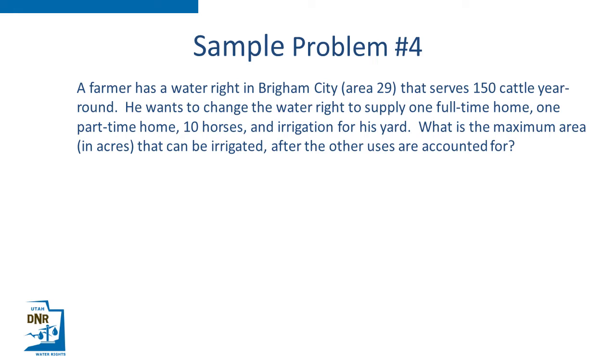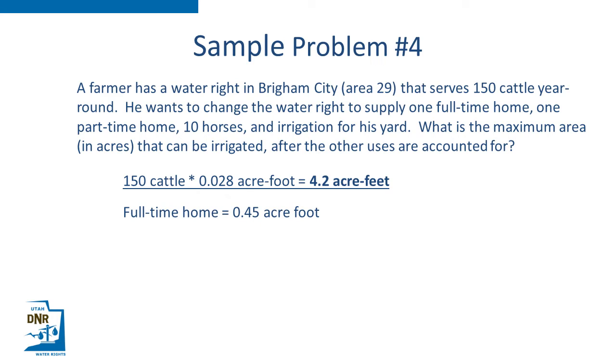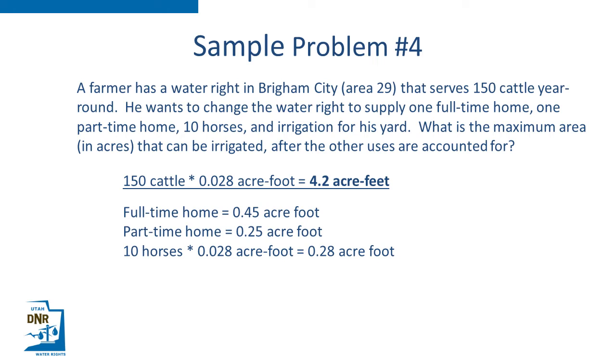So first, we need to determine how much water we are working with, how much the 150 cattle have used historically. So 150 cattle times 0.028 equals 4.2 acre-feet. So that is our beginning number. So for the full-time home, we need 0.45 acre-foot. For the part-time home, 0.25 acre-foot. For the 10 horses times 0.028, we need 0.28 acre-foot.